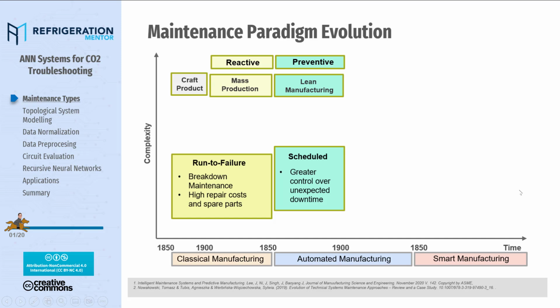Then we moved to lean manufacturing, which is a systematic approach to manufacturing and production that focuses on eliminating waste and maximizing efficiency. This is more disciplined because it implements scheduling, but the maintenance window may or may not match with the failure appearing. We are trying to anticipate the failure, but we are not receiving any real-time feedback from the system.